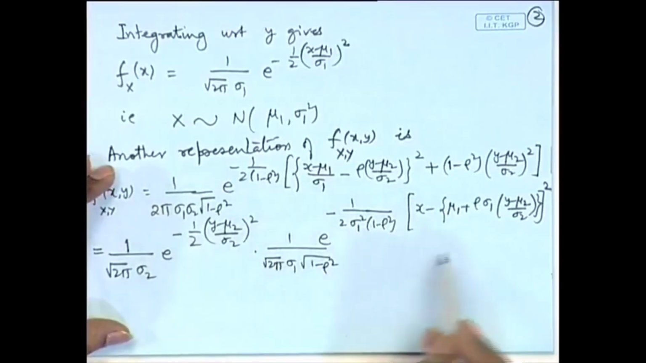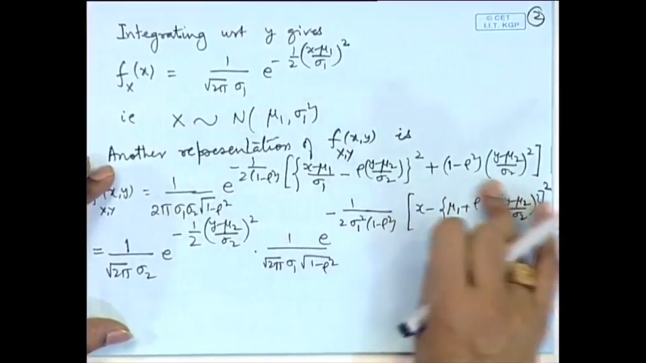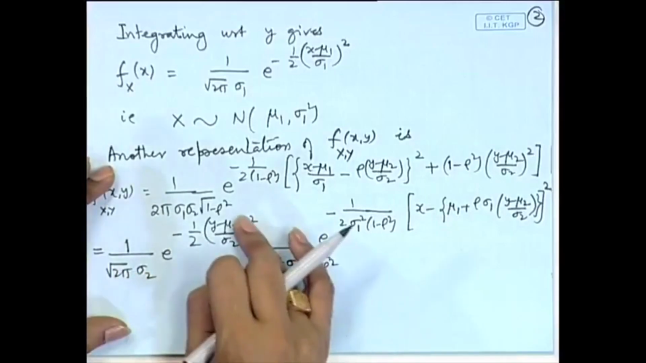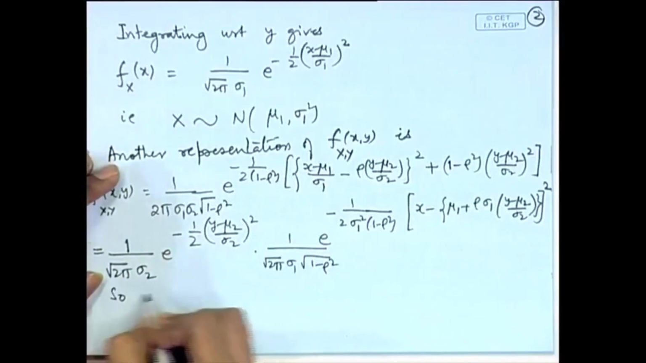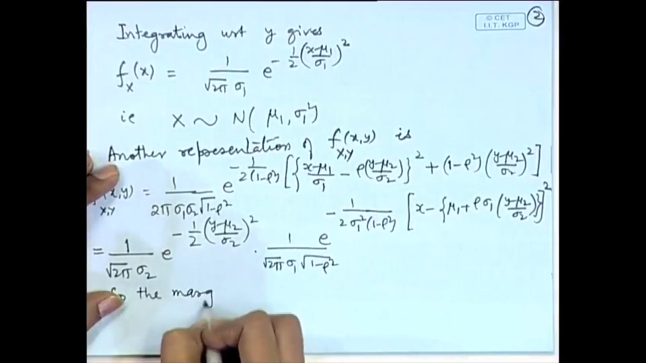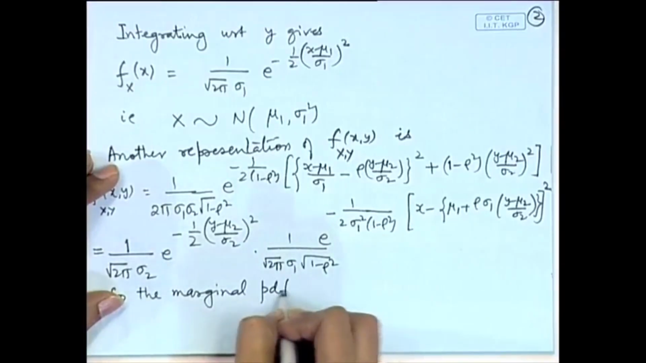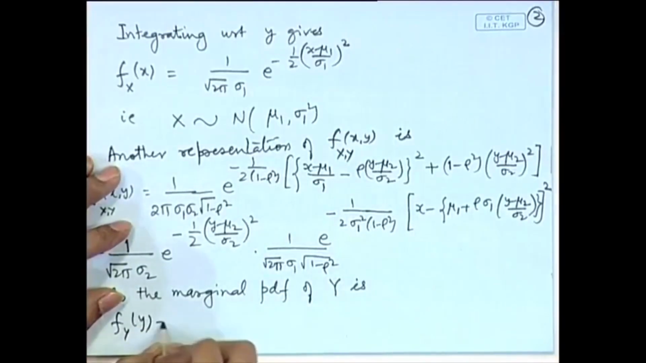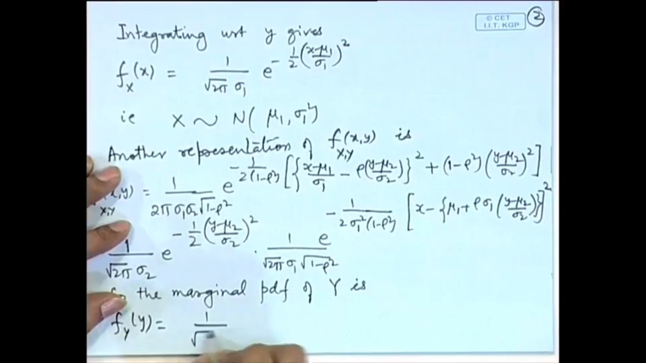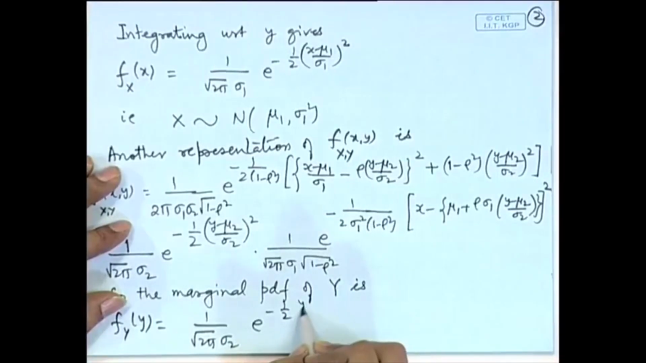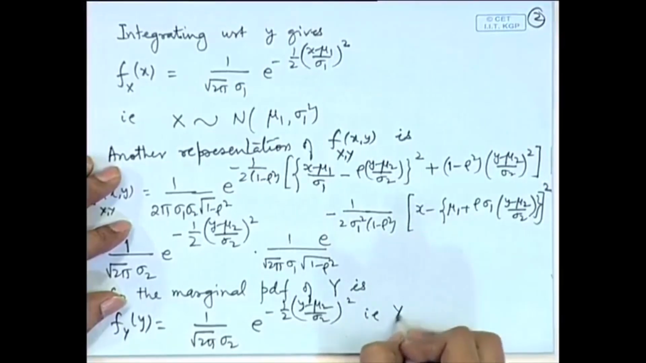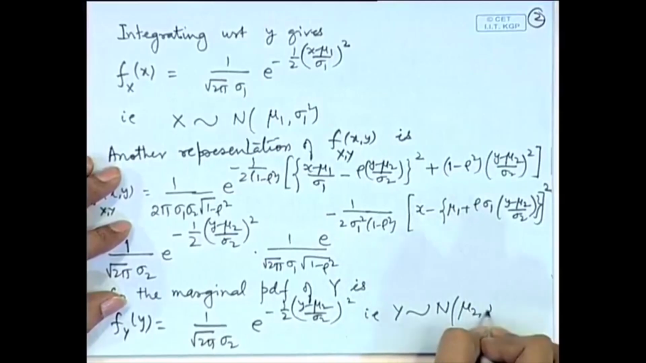So, if we integrate this joint density with respect to x, this term integrates to 1 and we are left with a normal density. So, the marginal PDF of y is f_Y(y), that is equal to 1 by root 2 pi sigma 2 e to the power minus 1 by 2 ((y minus mu 2) by sigma 2) square. That is, the marginal distribution of y is normal (mu 2, sigma 2 square).